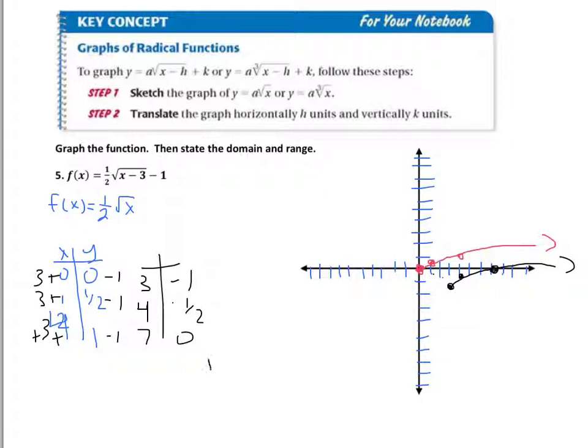So the domain of this one, where did it start? 3. And it was going up, so infinity. The range, where did it start? Negative 1, and it's going up, so infinity. So you got to graph both. Okay?